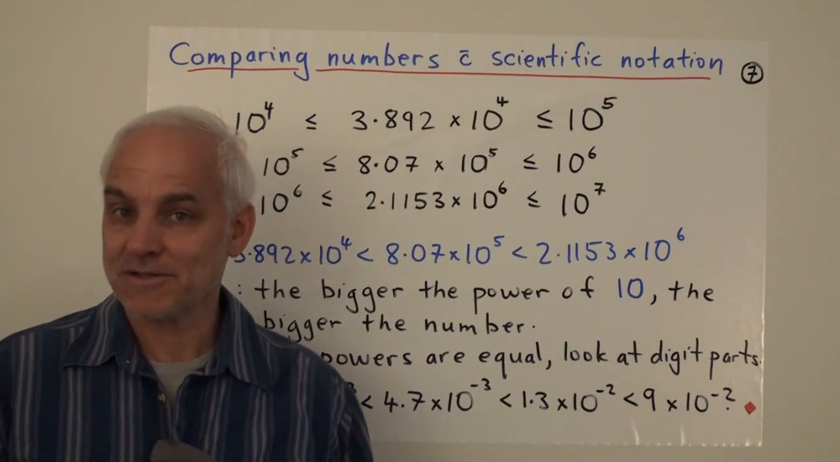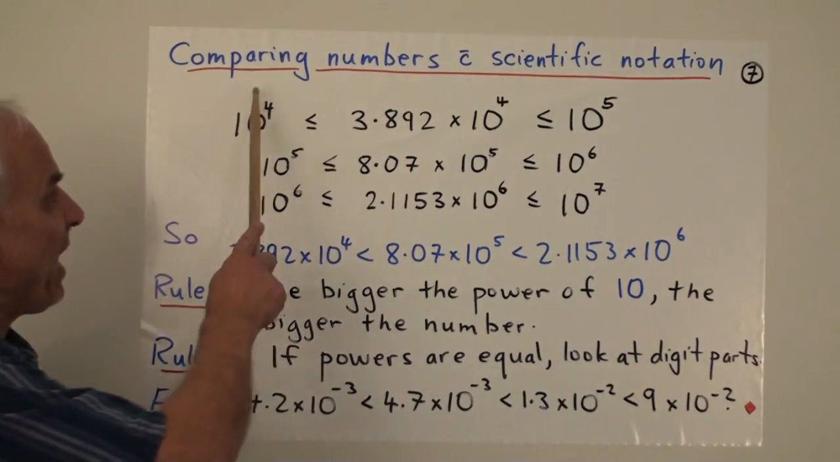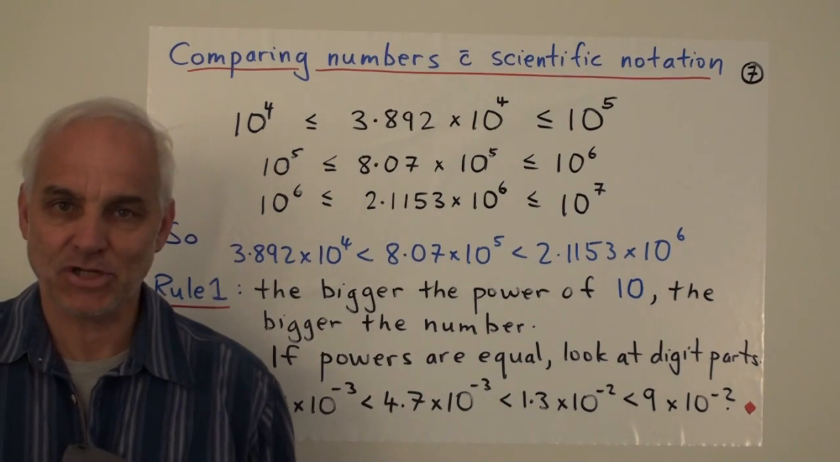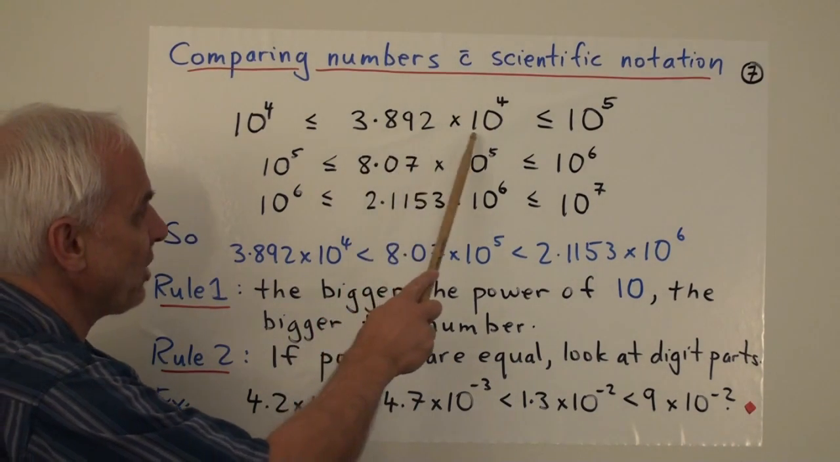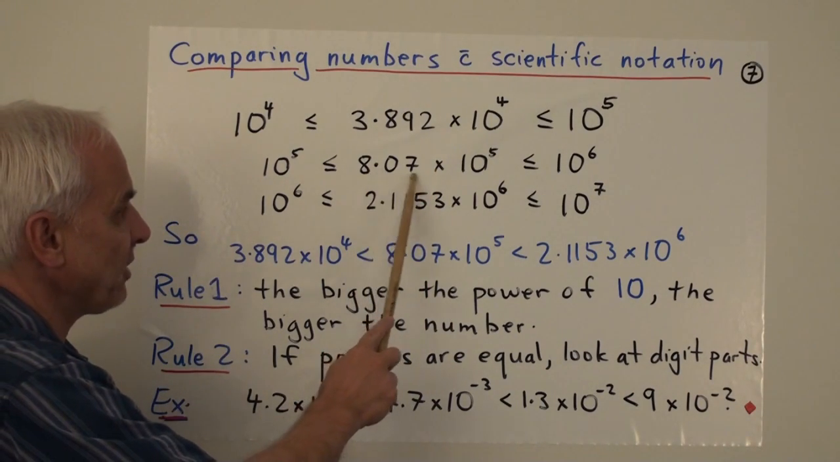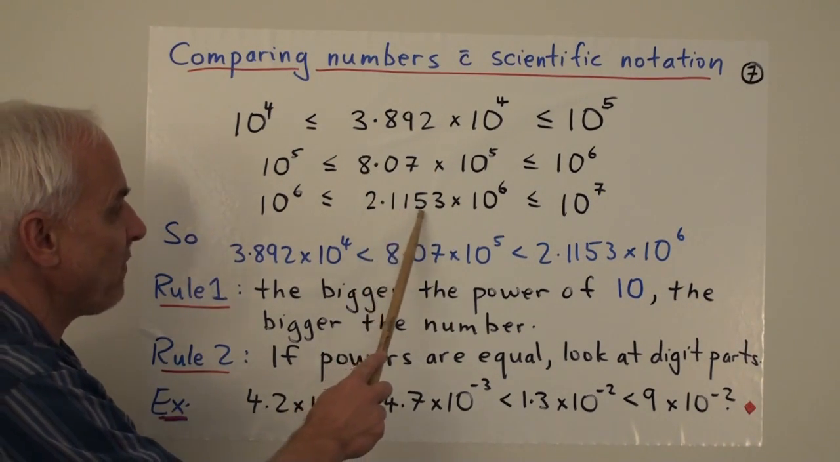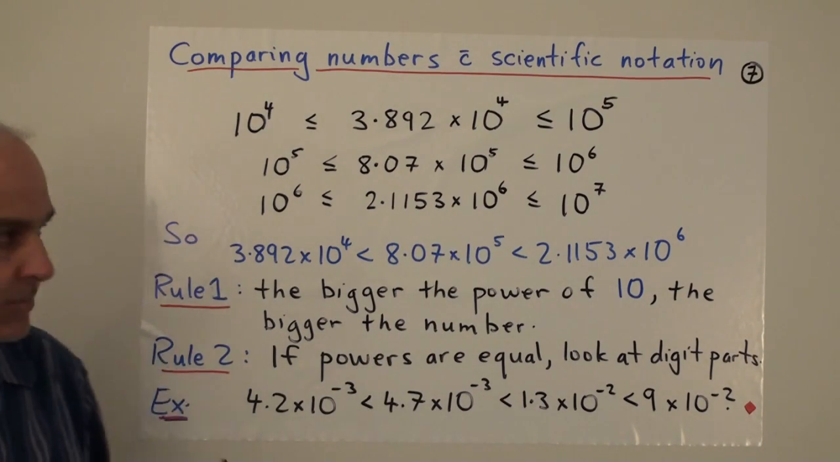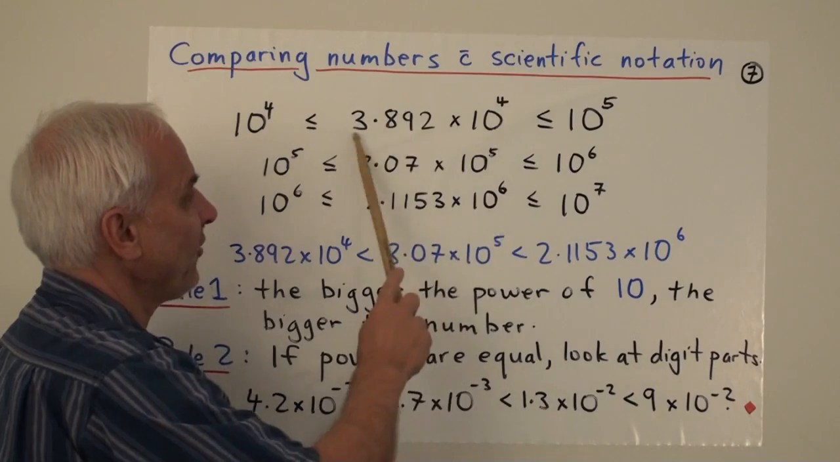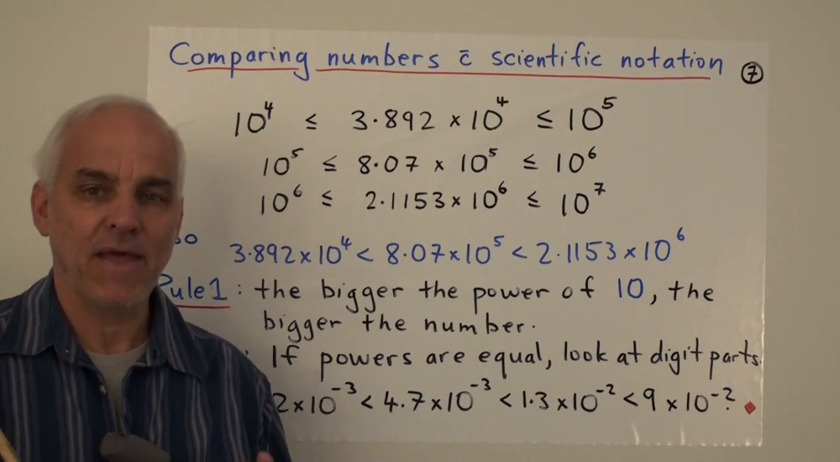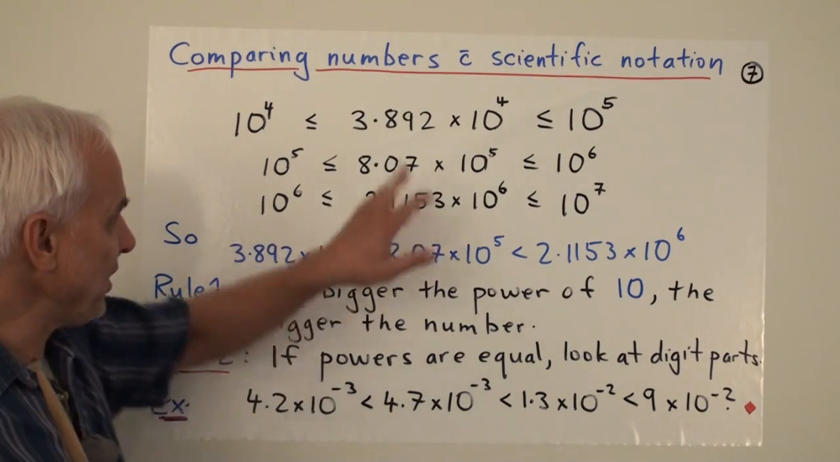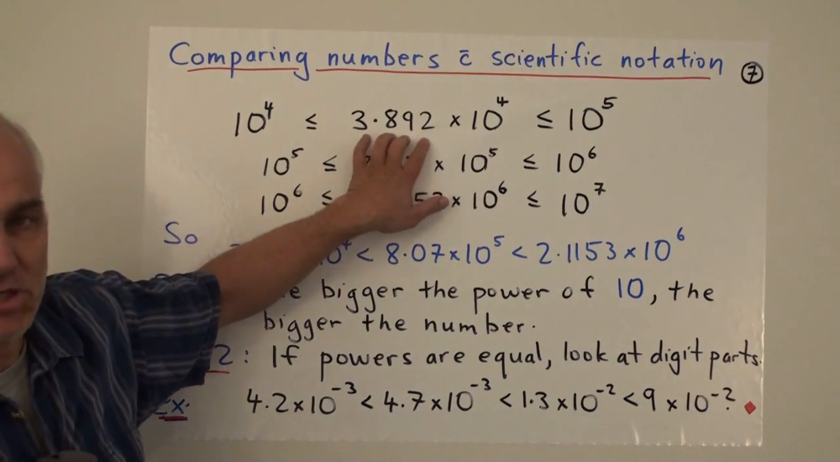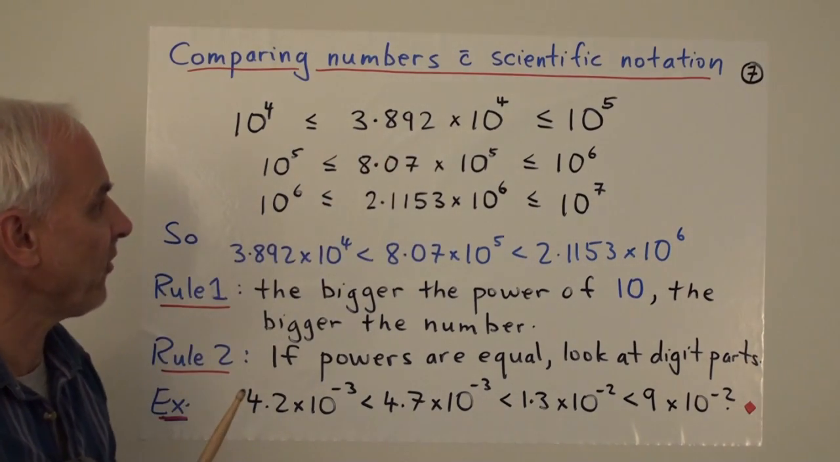All right, so in our last topic today, we're going to talk about comparing numbers using scientific notation. Scientific notation makes it pretty easy to compare the sizes of numbers. So here are three numbers: 3.892 times 10 to the 4th, 8.07 times 10 to the 5th, 2.1153 times 10 to the 6th. If we don't look too closely at this and just have a look at this 4, already that's telling us quite a lot about roughly how big this number is. So this might be rather complicated here, but we can ignore it to a certain extent and still get a sense for how big this number is.